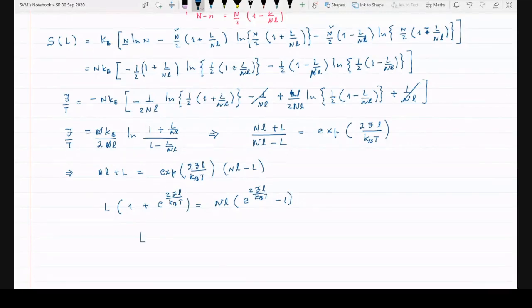So you can write this L as a function of temperature as NL into this divided by this. If you pull out e to the FL by kBT, then this becomes e to the FL by kBT minus e to the minus FL by kBT, over the sum. That simply gives you tan hyperbolic of FL by kBT. So L as a function of temperature is given by this.